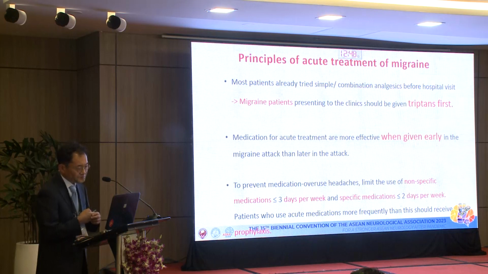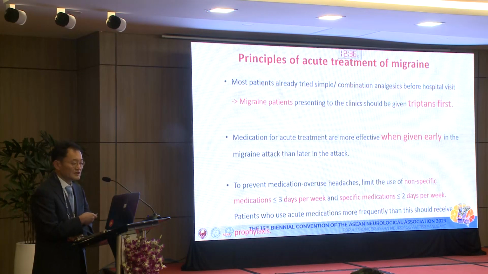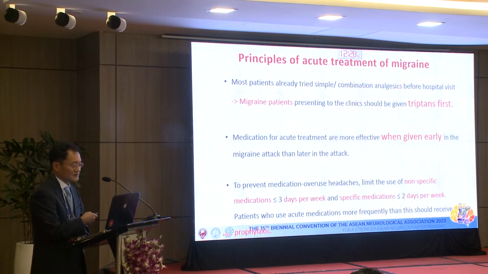Treatment. Acute treatment principles. Most patients have already tried simple and combination analgesics before a hospital visit. A migraine patient presenting to the clinic should be given a triptan first. Medication for acute treatment is more effective when given early in the migraine attack than later. To prevent medication-overuse headache, limit the use of non-specific medication to 3 or fewer days per week, or specific medication to 2 or fewer days per week. Patients who use acute medication more frequently than this should receive prophylaxis.